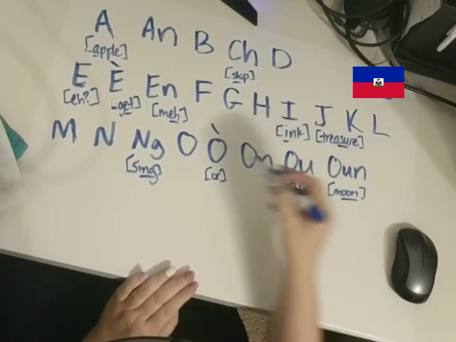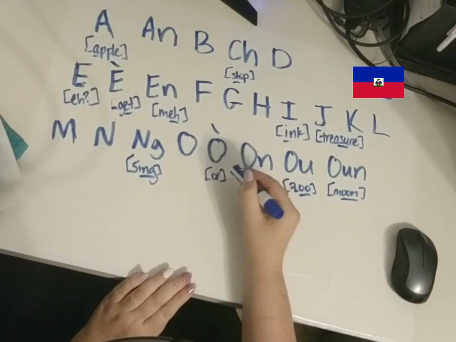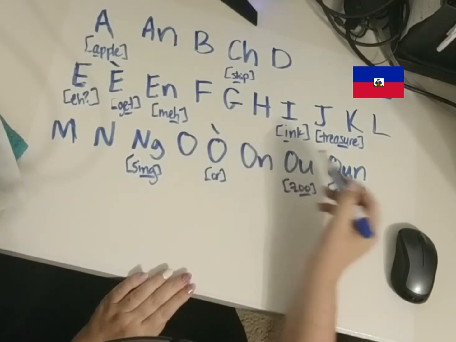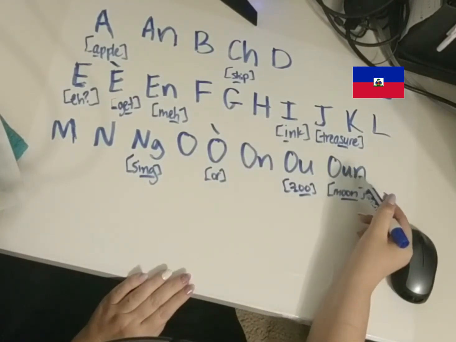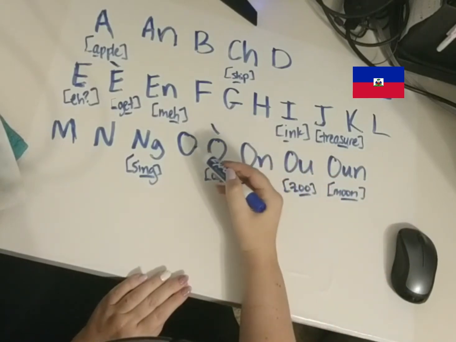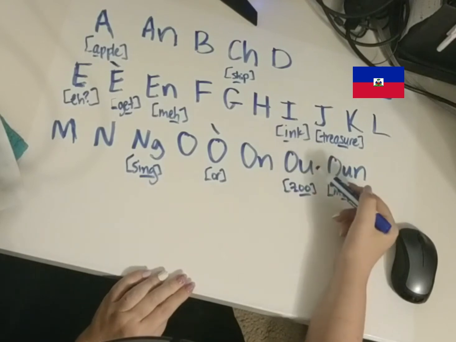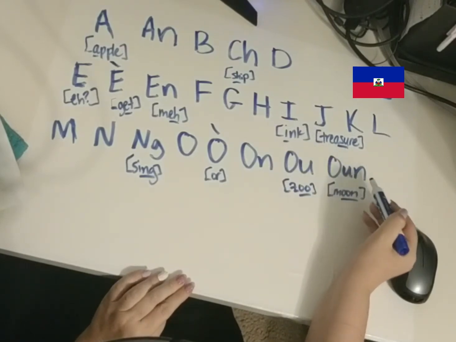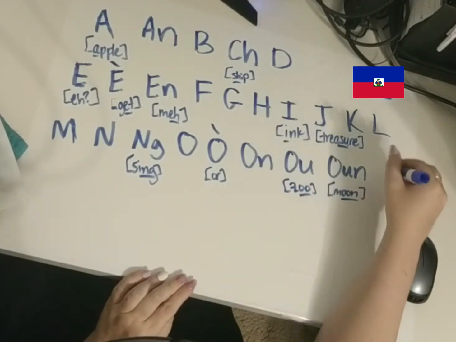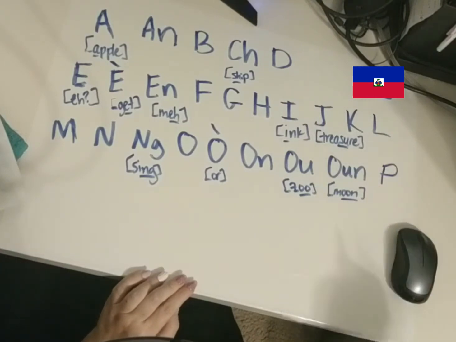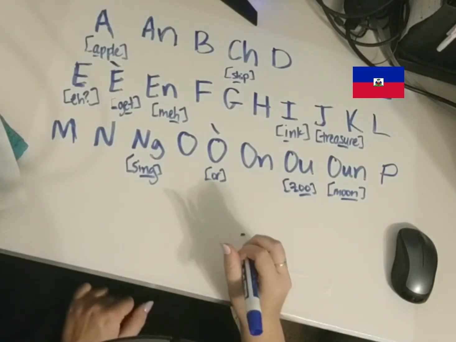So O's one more time. We have O, ah, on, oo, un. One more time. O, ah, on, oo, un. Exactly. Good job. Next is easy P, just like in English. P sound. There's no Q in Creole.